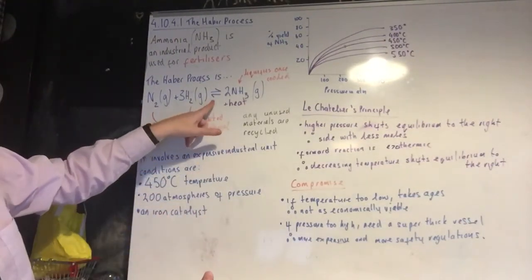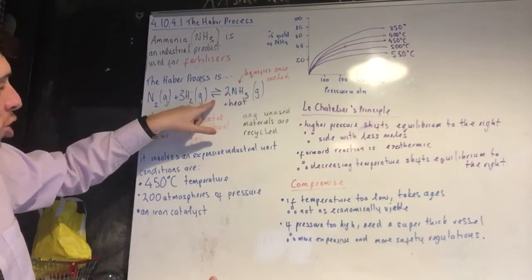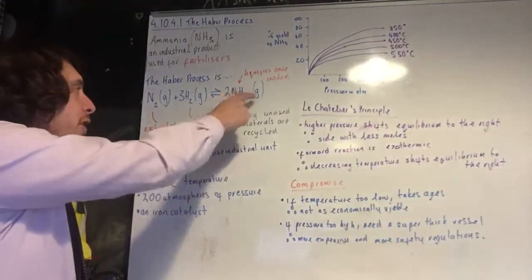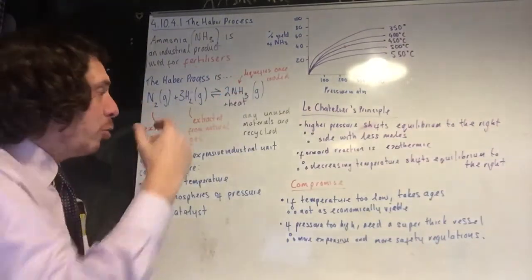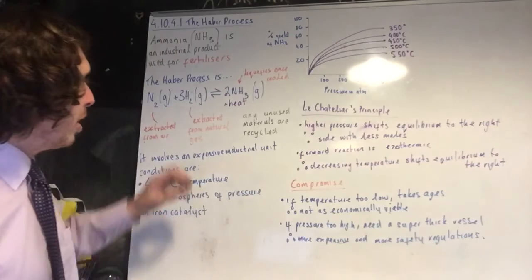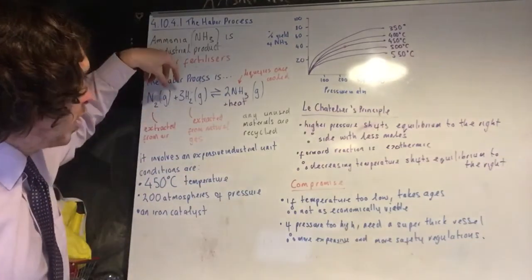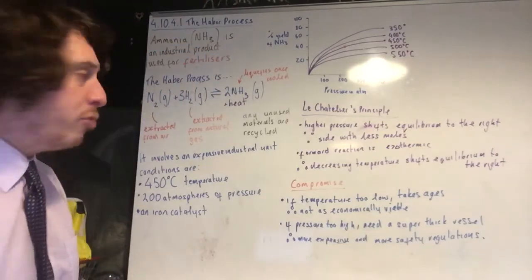I will point out it's a reversible reaction. The forwards reaction is exothermic, the reverse reaction is endothermic. So once you reach dynamic equilibrium, you can have ammonia make these two as the products, or you can have these two reactants make that as the product.